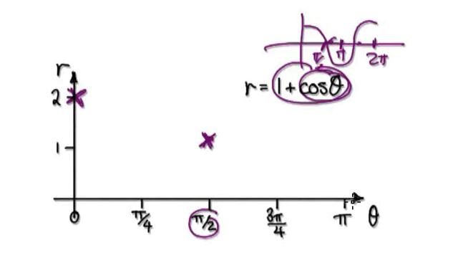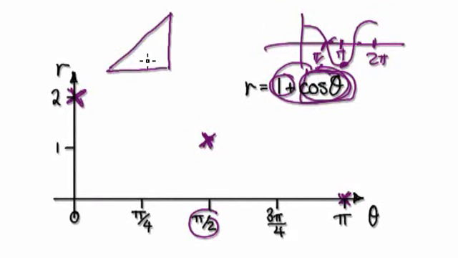Now, when theta is pi, cos theta would be -1, and then you've got to add this. The radius would be 0. And when theta equals pi over 4, try to remember this famous triangle here, 1, 1, and then this must be root 2.